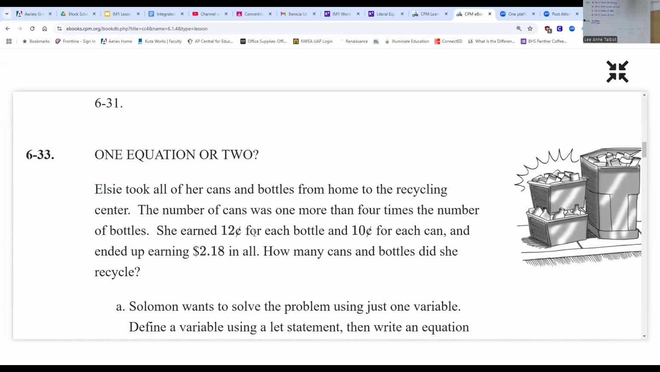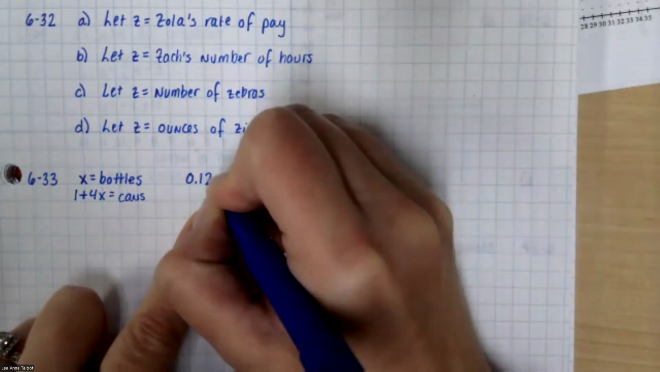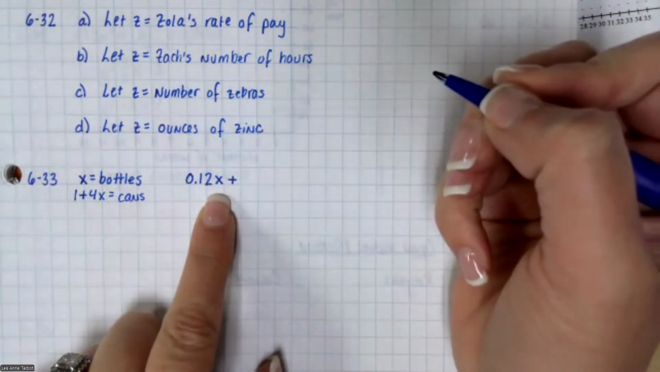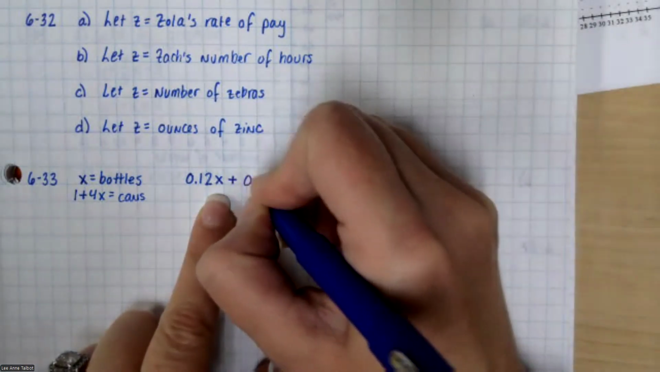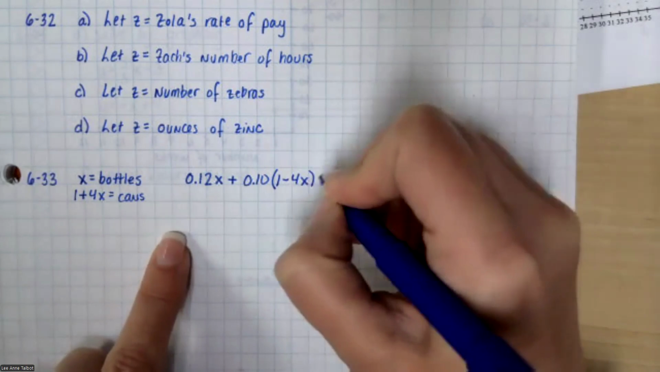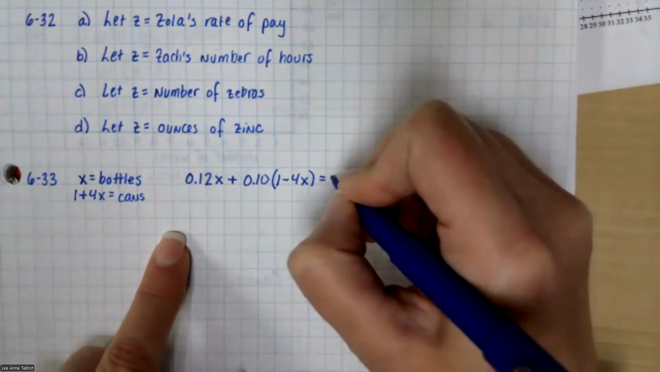He earned 12 cents for each bottle and 10 cents for each can and ended up earning $2.18 in all. How many cans and bottles did she recycle? Okay, so she earned 12 cents for each bottle. I want you to write it like this: 12 cents for each bottle, and I already forgot, what was it for the cans? 10 cents for each can for a total of $2.18. Was it $2.18? Anybody remember? Okay.